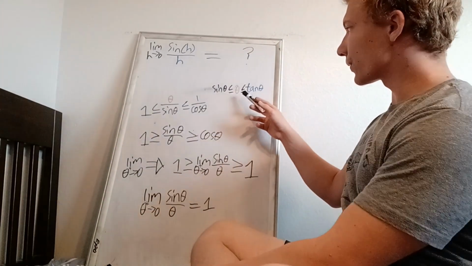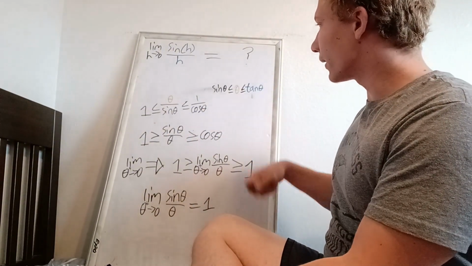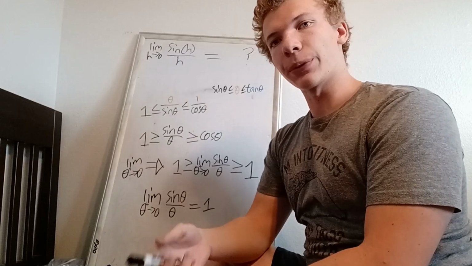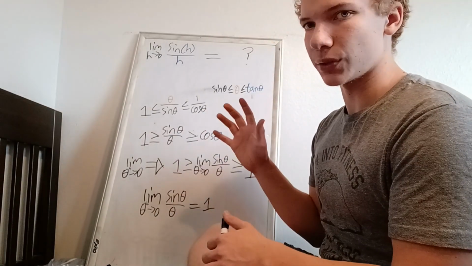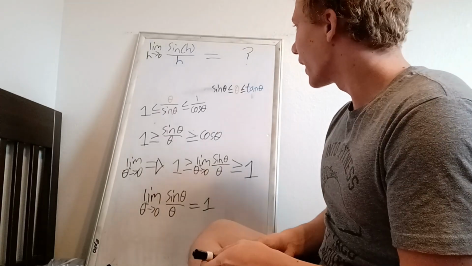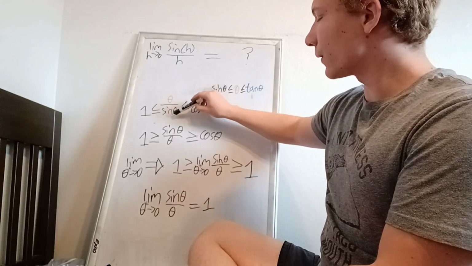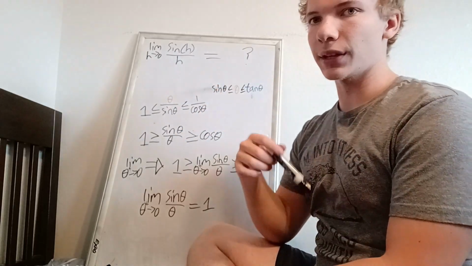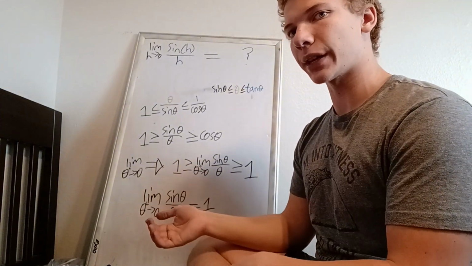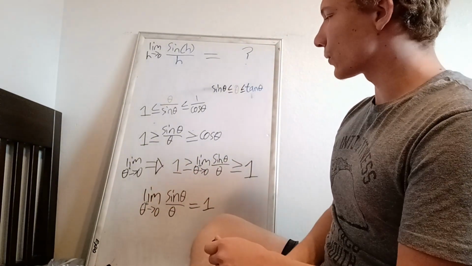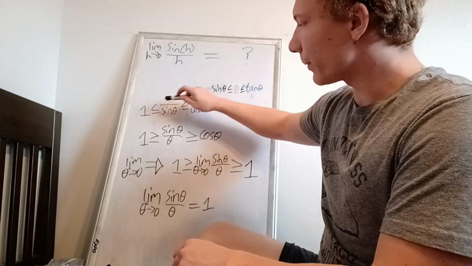Here's what that's going to look like. We start with this inequality. We begin by dividing all of them by sine theta, and since we're dealing with positive angles, sine theta is going to be positive in this case, so we don't have to change the direction of the signs. Sine theta over sine theta is just 1. Then we have theta over sine theta, and then tangent theta over sine theta. Tangent is sine over cosine, so it cancels out the sine in the numerator, and it leaves us with just 1 over cosine.